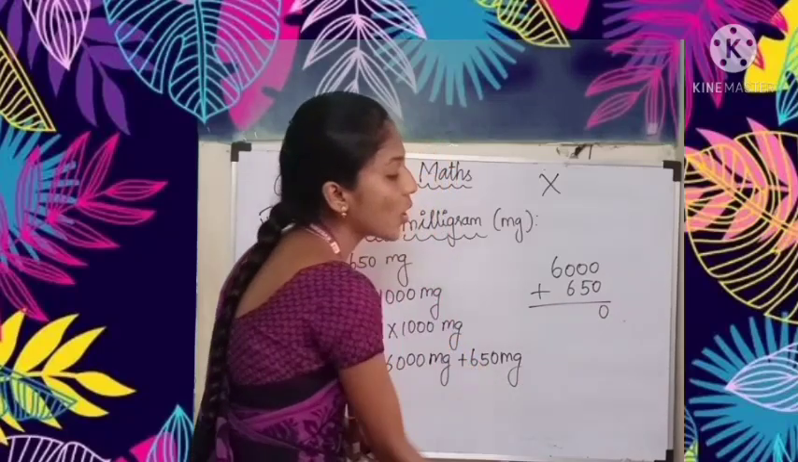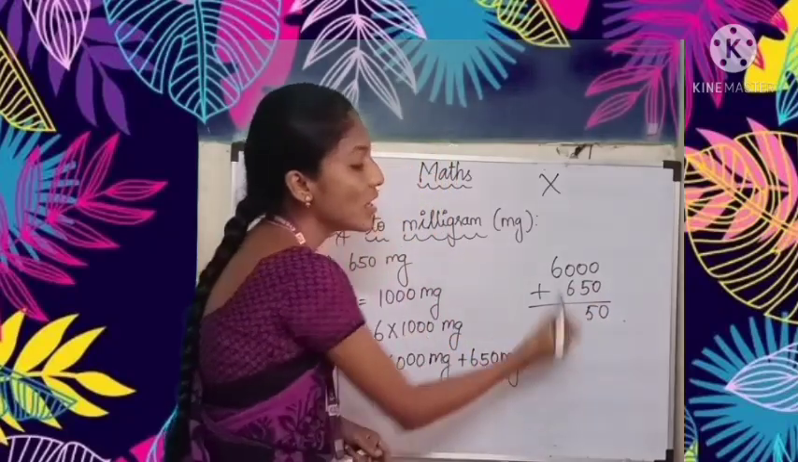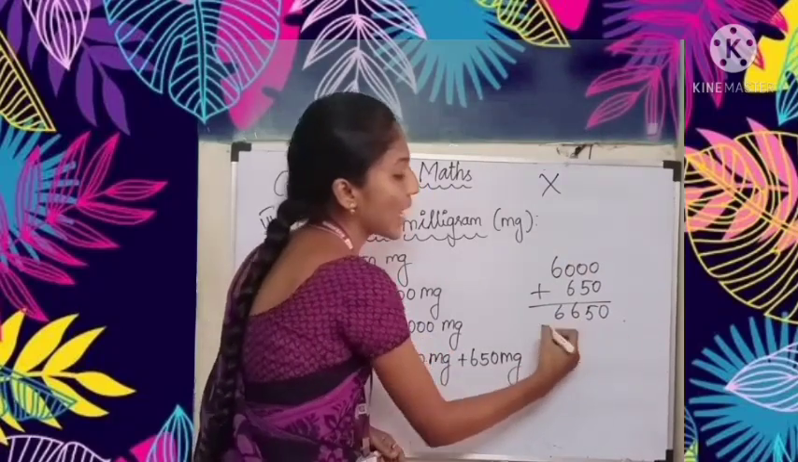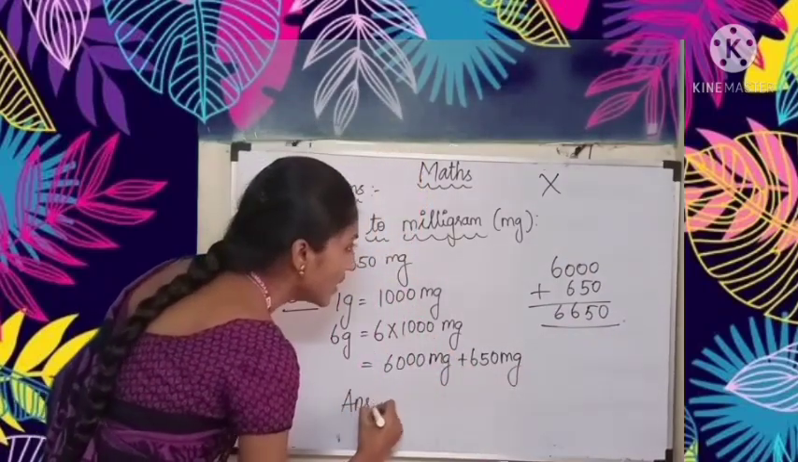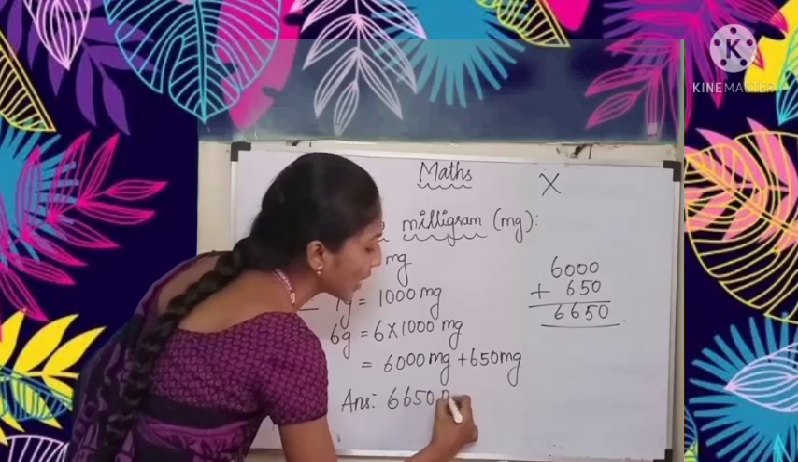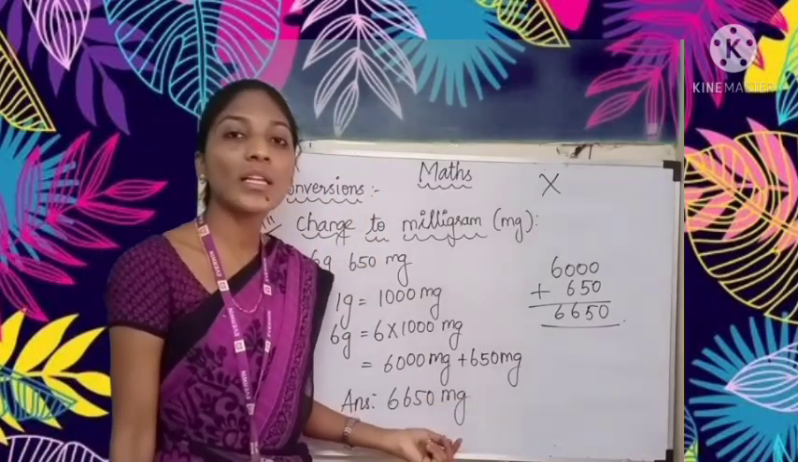0 plus 0, 0. 0 plus 5, 5. 0 plus 6, 6. So the answer is 6650 milligram. Are you all clear?